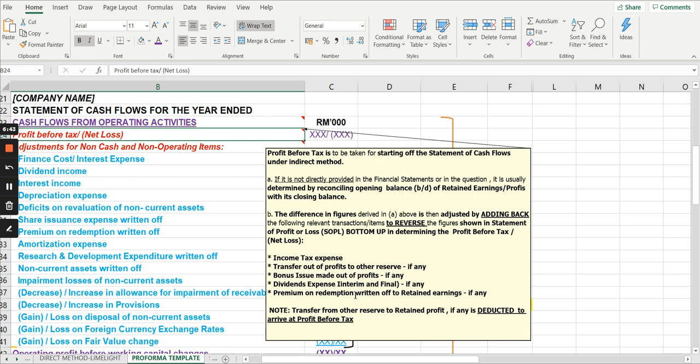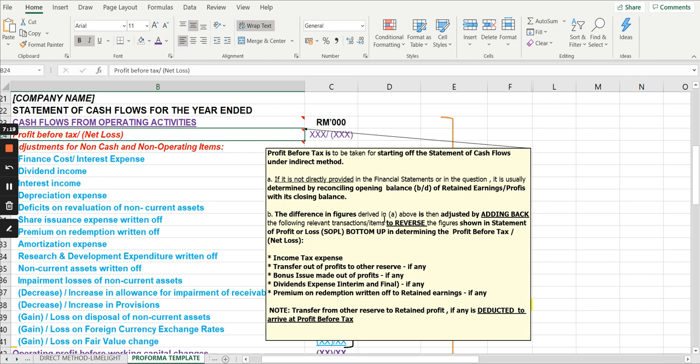Or if there is any premium or redemption that was written off to the retained earnings, right? Basically that. So these are just some common examples. However, you may also come across things that you would have to deduct or reduce from the retained earnings figure or retained profit figure, where the difference is between the closing and opening balance. So you need to deduct if it's a transfer that was made from other reserve back to the retained profit. For example, transfer from the general reserve back to the retained profit.